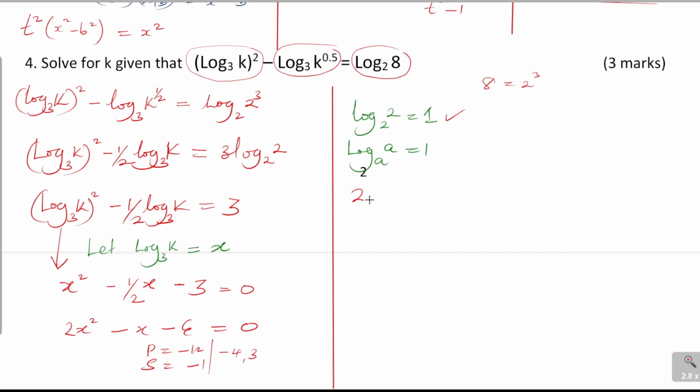So now we can solve this. This will give 2x squared minus 4x plus 3x minus 3 is equal to 0. Factorize. 2x is common. x minus 2, plus 3x minus 6 becomes 3 times x minus 2.